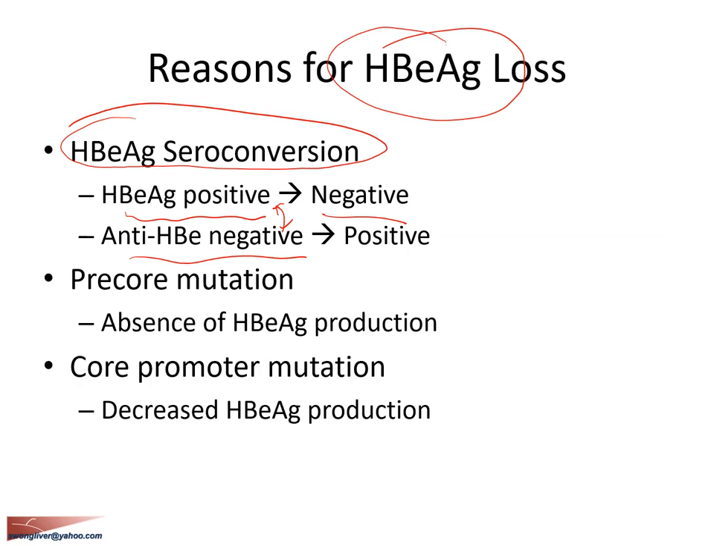Now, the loss of the HBe antigen may also be due to mutations inside the virus. It may be due to a pre-core mutation or a core promoter mutation. If you have a pre-core mutation, that will lead to absence of HBe antigen production, while if it's a core promoter mutation, there's a decrease in your HBe antigen production.